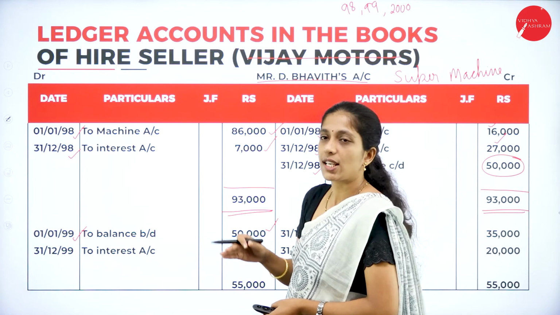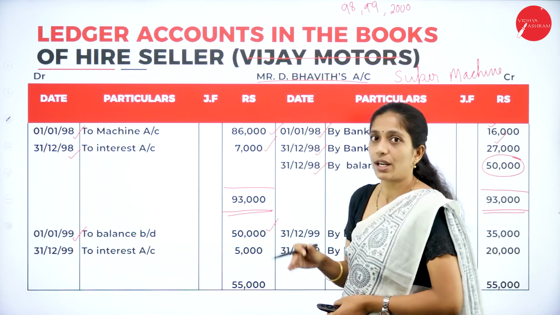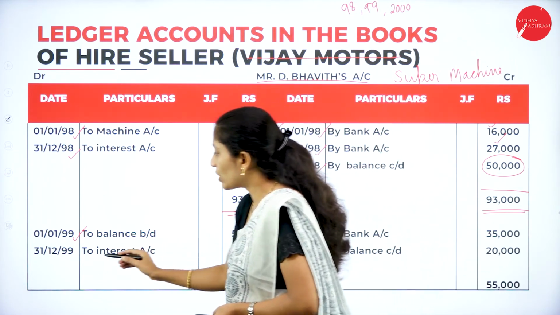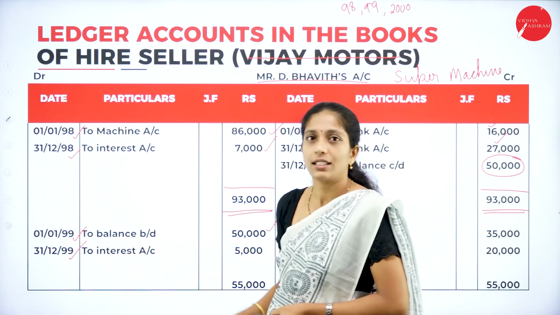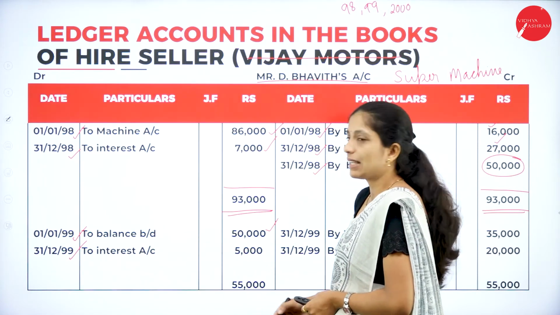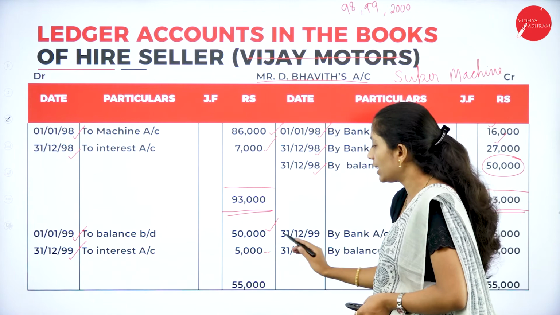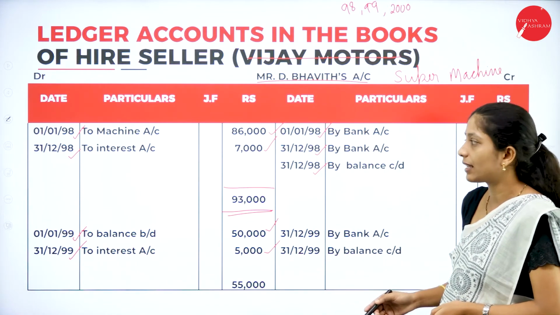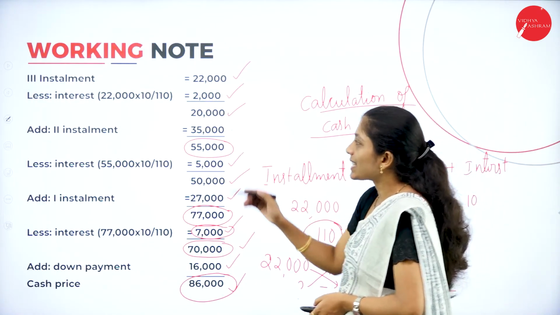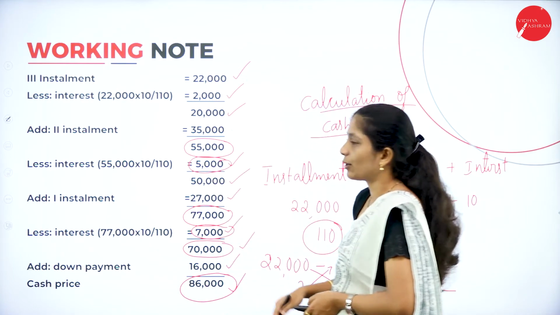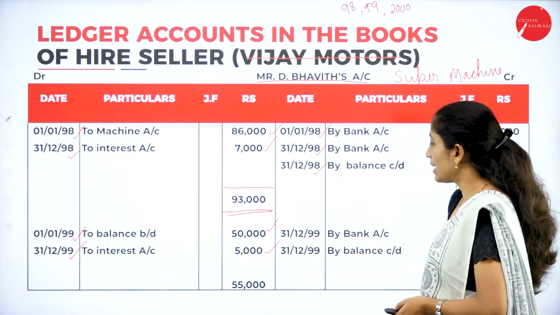So who is the hire purchaser here? Mr. D. Bhavit's account debit to interest account. So on which date? End of the financial year, 31st 12/99, to interest account. How much? 5,000. So how did we get this 5,000? Go through the table. What is the second year interest? It is 5,000. Clear? So record that amount.